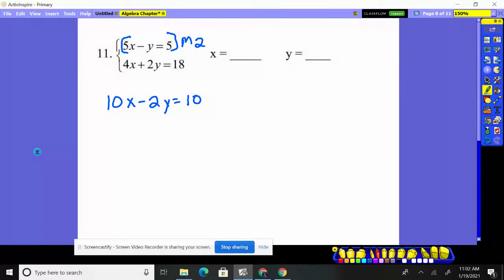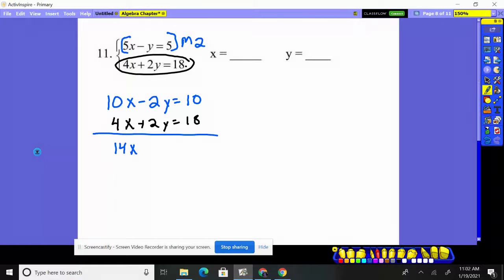And that's okay to do. As long as we multiply everybody by the same thing, it doesn't change the values of x and y. The other equation was 4x plus 2y equals 18. I've just rewritten this guy right here down below. Now, when we add them together, let's see what happens. I get 14x. These go away, equal 28. Divide by 14. I can see 28 is double 14, so x is 2. 28 divided by 14 is 2.